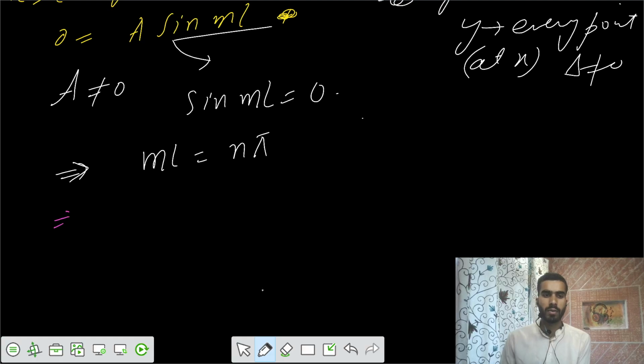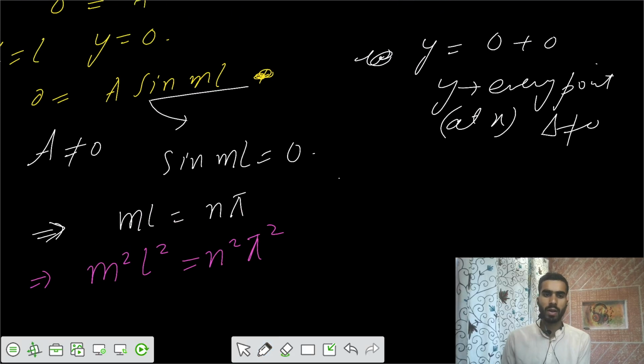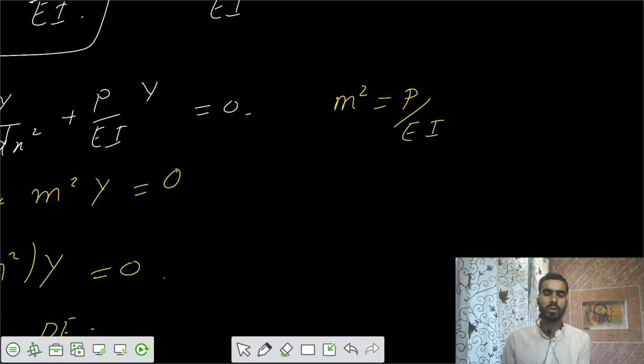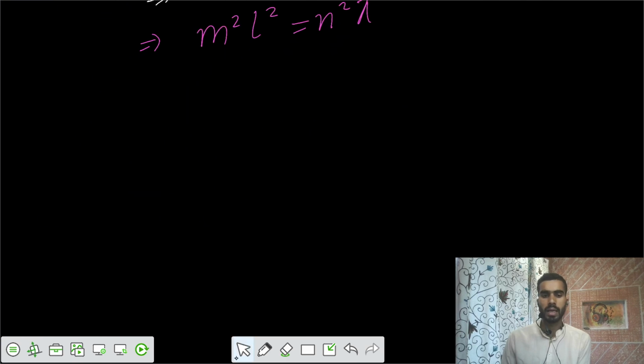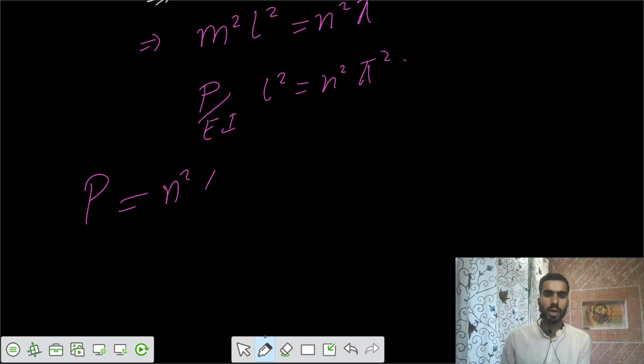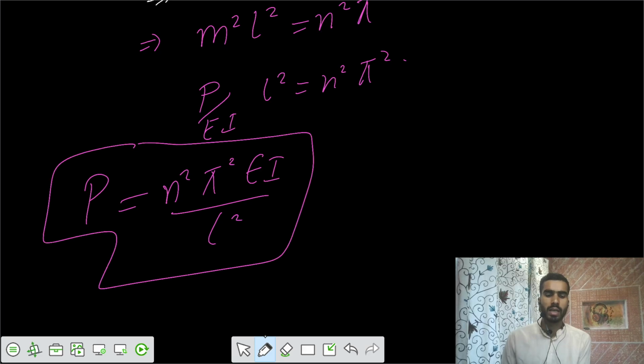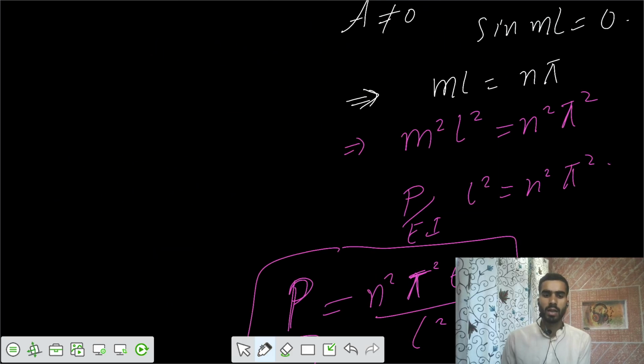So if I square this, I would say m square L square equals n square pi square. And I know the value of m square equals P by EI. So I write P by EI times L square equals n square pi square. Now P equals n square pi square EI by L square. So I got this equation for how much load it would take to create buckling, the critical load. What is the critical load at which buckling is possible, that neutral equilibrium is possible, such that it would remain at that position.